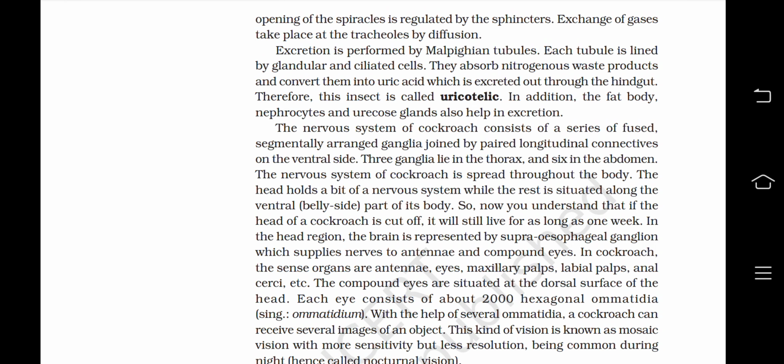Excretion is performed by malpighian tubules. Each tubule is lined by glandular and ciliated cells. They absorb nitrogenous waste products and convert them into uric acid, which is excreted out through the hindgut. Therefore, this insect is called uricotelic. In addition, the fat body, nephrocytes and uricose glands also help in excretion.